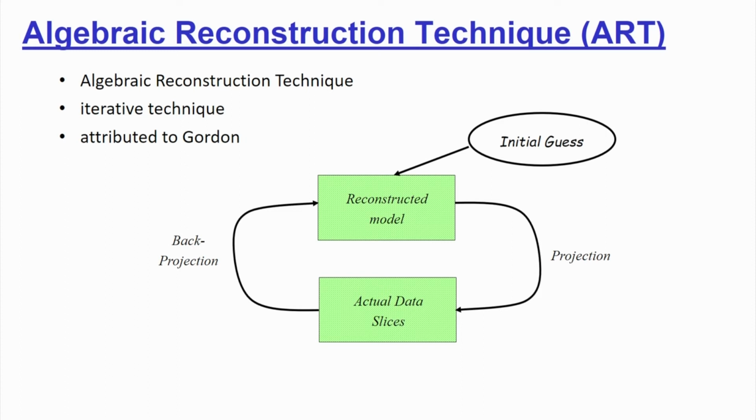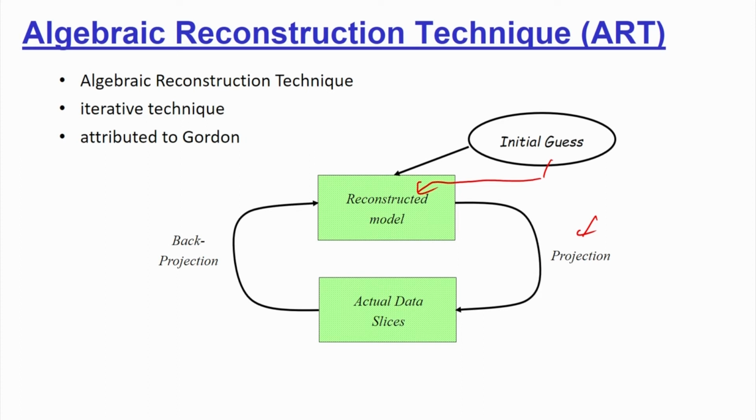In ART, as I said, it is an algebraic reconstruction technique, an iterative technique, attributed to Gordon who developed this. So, we use the initial guess and reconstruct the whole pixel-wise information of the volume fraction. Once that initial guess is there, we take the projection of it, which means we do the FFT of this. Then once we do the projection, we find the actual data slices, and from there we do the back projection to come back again to the model, and we keep on iterating it.